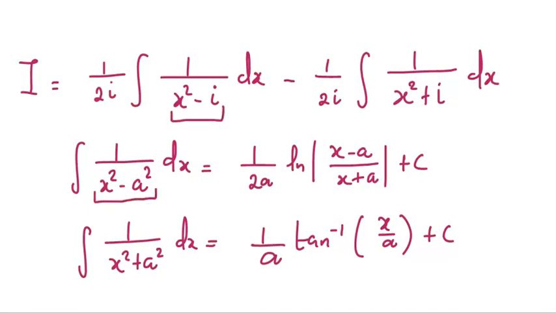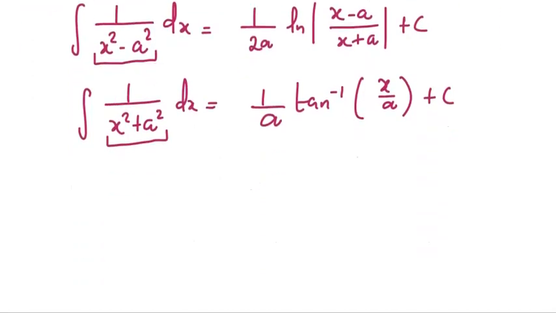So how exactly are we going to make this denominator look similar to this? We have x squared minus a squared, but here we have x squared minus i. The i is not squared. I think we can do something really nice, right? And also this place. So this is what we're going to do.